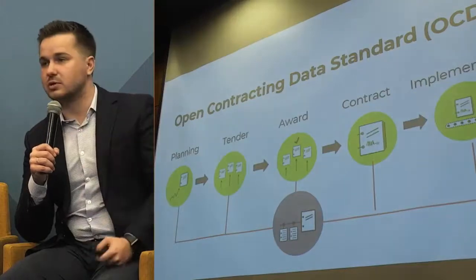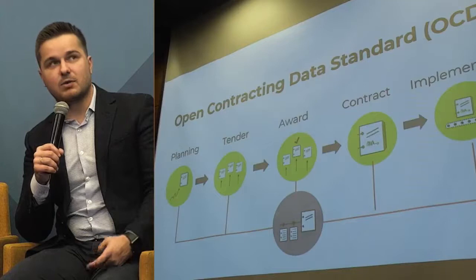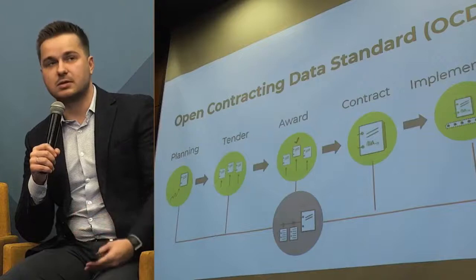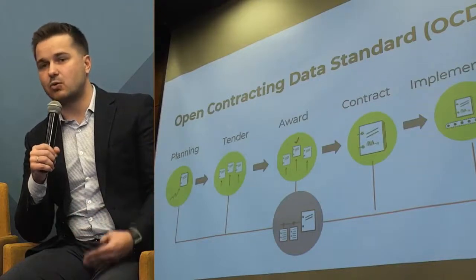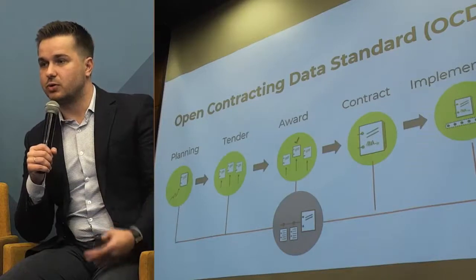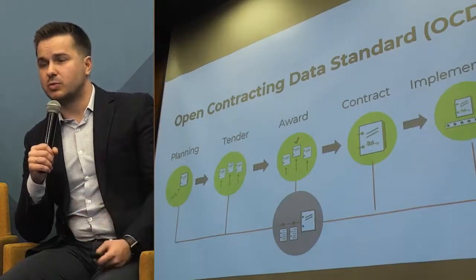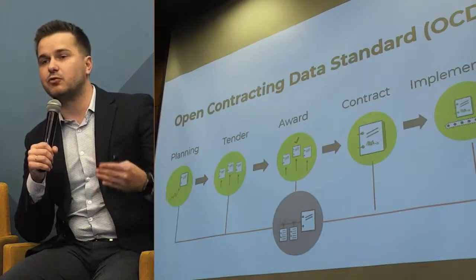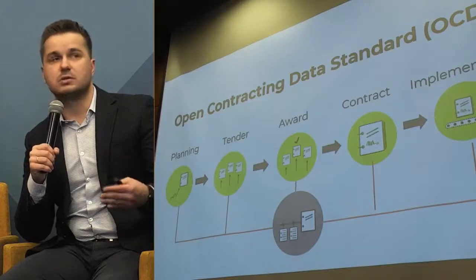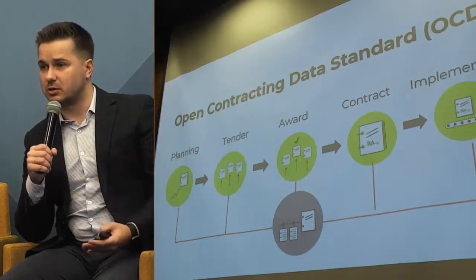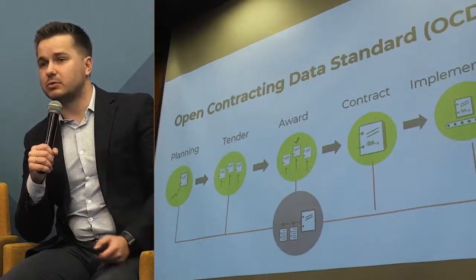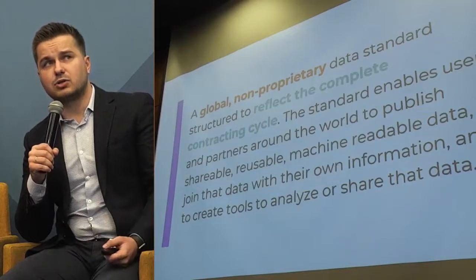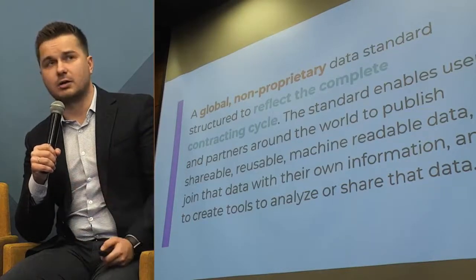So what we're trying to do as the Open Contracting Partnership, we developed the Open Contracting Data Standard, which is a standardized publication schema that describes how data in public procurement should be recorded and then disclosed, to be able to answer the questions I raised on the previous slide. So we provide a full record of the contracting process, starting from planning to implementation. And having this data, we are able to answer such questions. It's a global non-proprietary standard which reflects the full, complete contracting process.